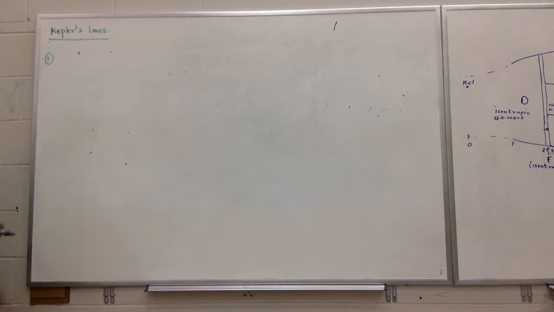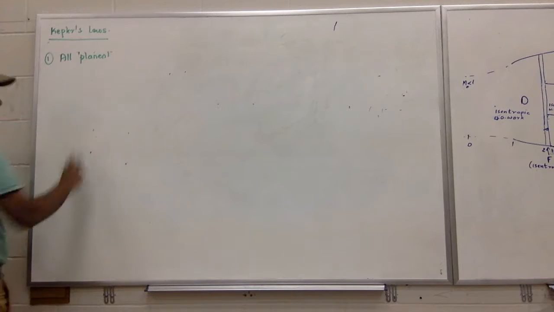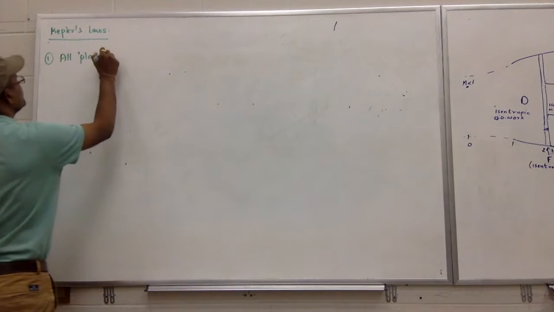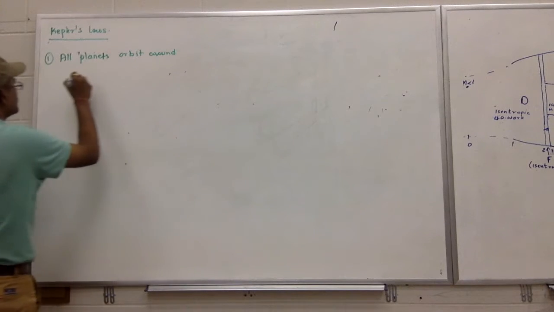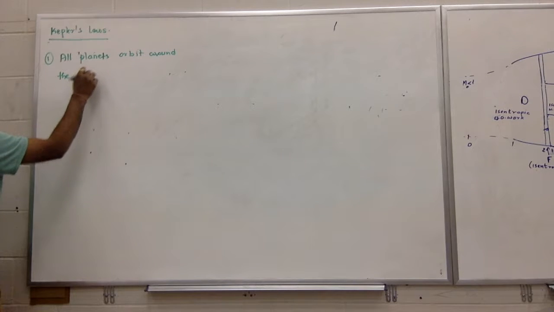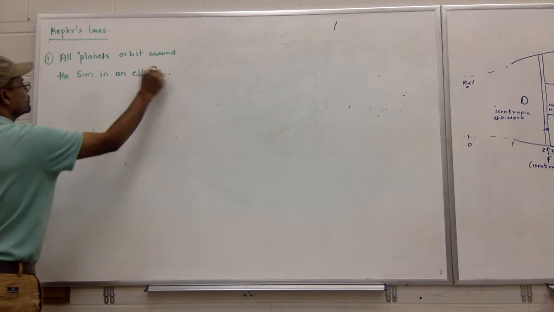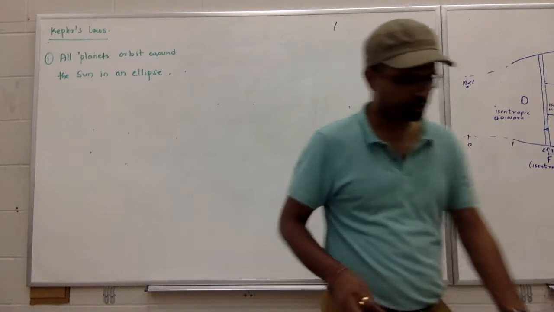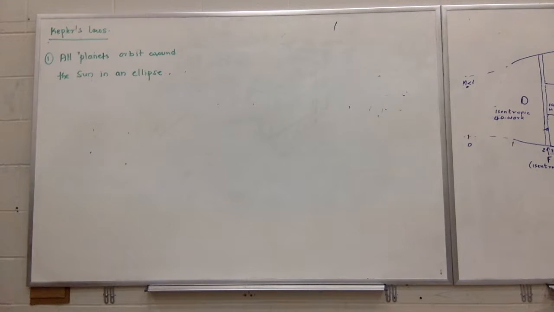So the first law states that all planets orbit around the sun in an ellipse. Okay? Yes. That is the first law. Now, what that means is, try to understand this. It's very important because it has a deep meaning.